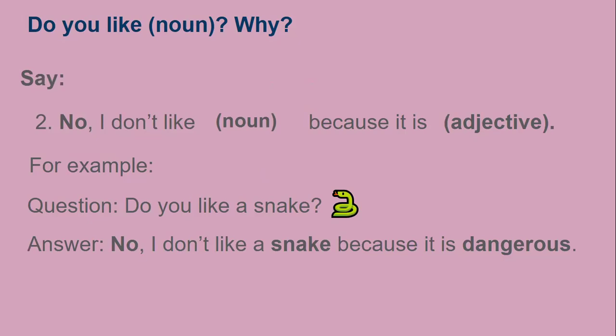For example, we said, yes, we like a dog because it is cute. So we used cute, an adjective, to give a reason why we like it. And also, we used no for the things that we don't like. And likewise, we also used an adjective to give a reason why we do not like certain things.